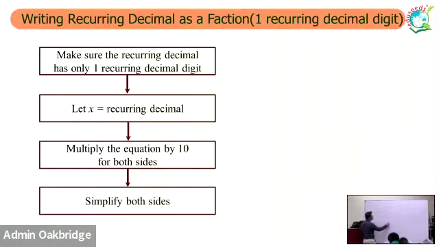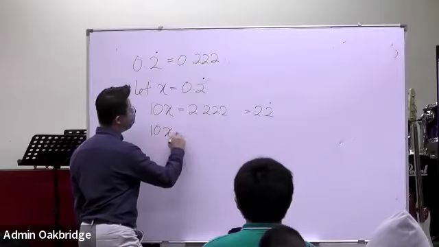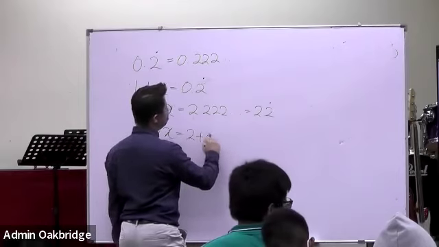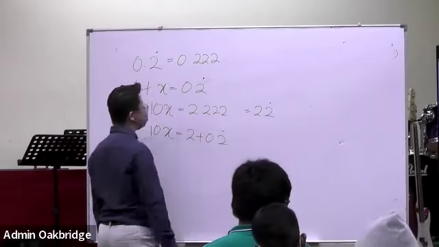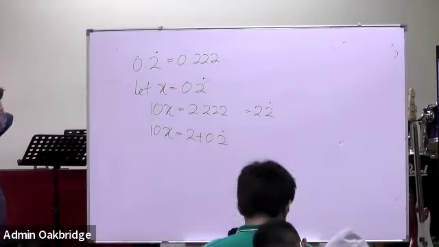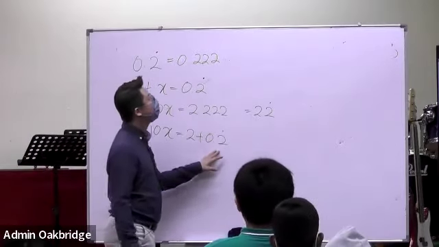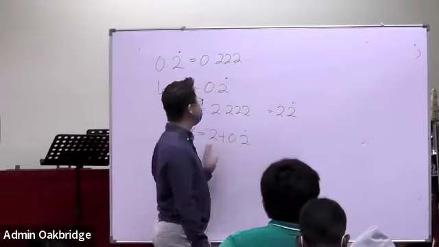And now you can try to split this one. You can split this into 2 plus 0.2. You notice? 2.2222 means 2 plus 0.2222. And you can replace 0.2222 with x. So now you have 2 plus x.